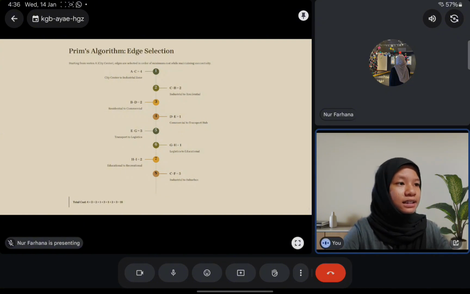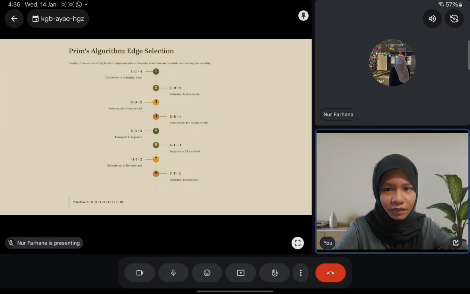Now, it is about the edge selection. Starting from vertex A, city center, edges are selected in order of minimum cost while maintaining connectivity. City center to industrial zone is the first step, for example A to C is 4. For the next step, C to B is 2, industrial to residential. Then B to D is 2, residential to commercial, and then commercial to transport hub, D to E equal to 1. Then E to G is 3, transport to logistics.